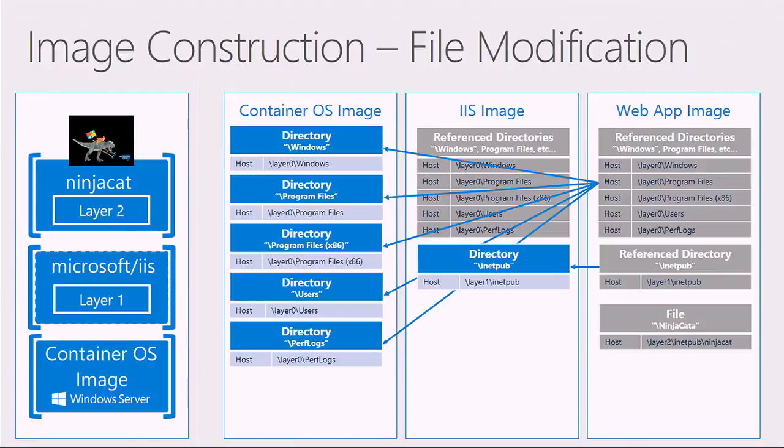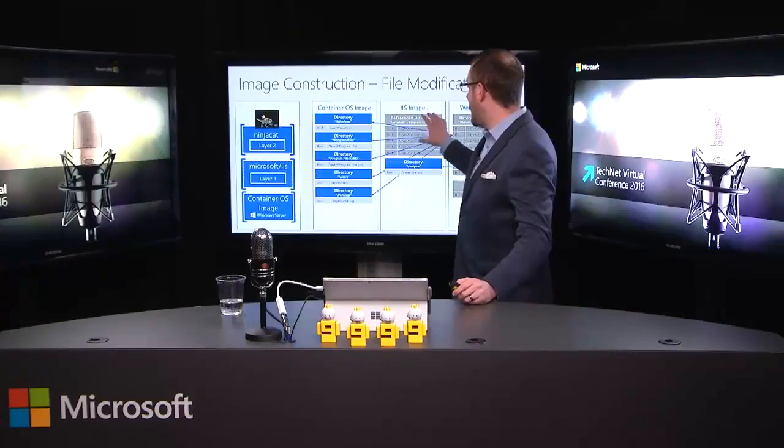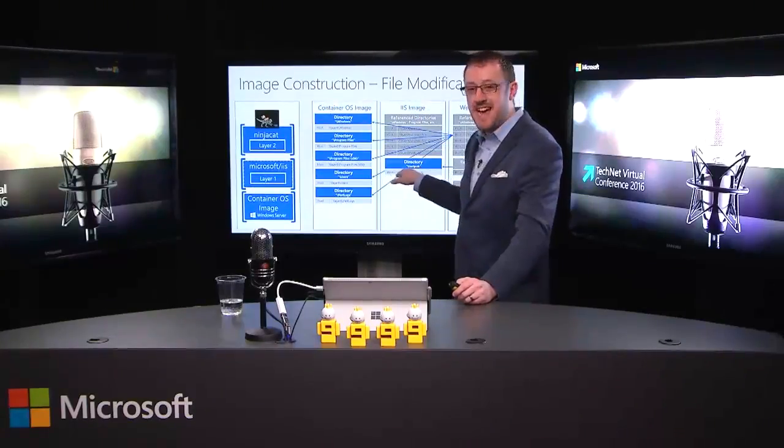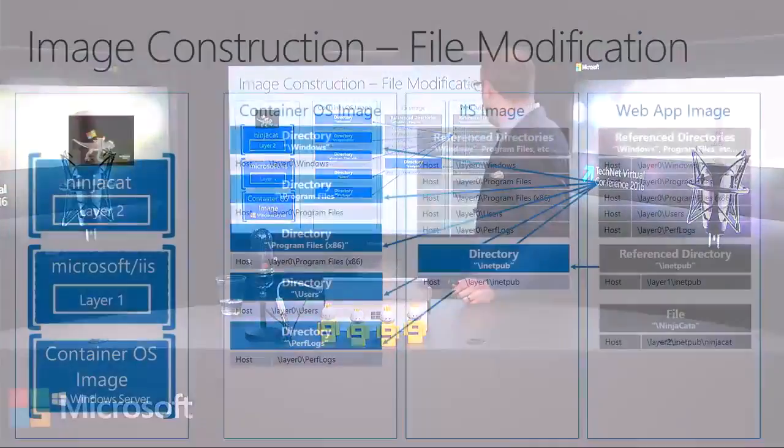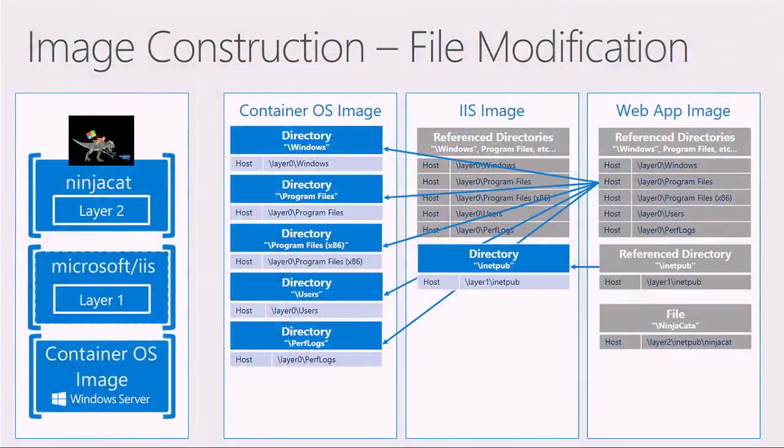I've got a container OS image, which is basically Windows. I've got an IIS image, which really, in this example, just has a directory in it. That's all it has, right? So it's incredibly small. And I've got my web app image, which just has my Ninja Cat website inside of it, right? Again, very small.